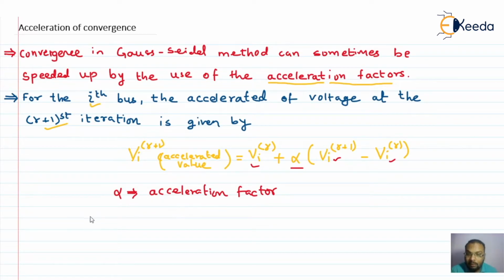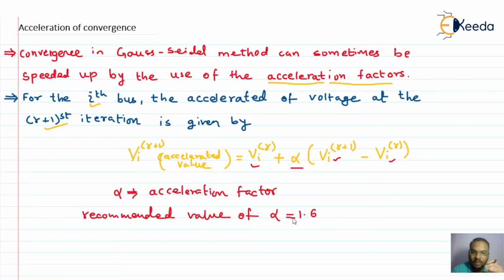The recommended value of alpha is 1.6. Please keep this value in your mind. While solving problems, sometimes this value will be given to you. If this value is not given to you, then you should make use of this value only.